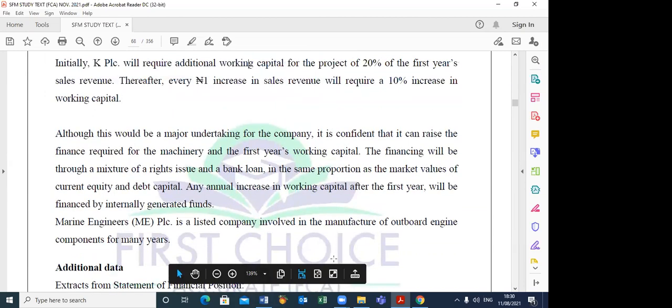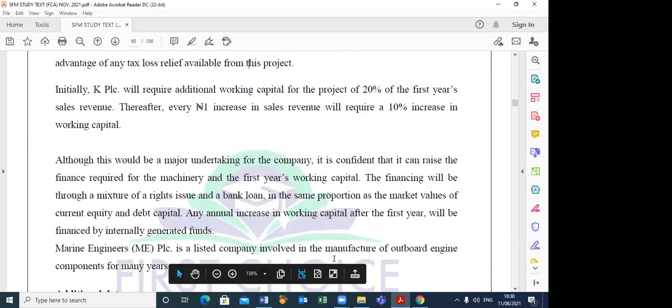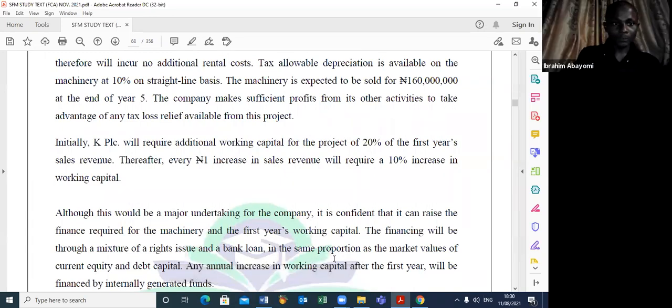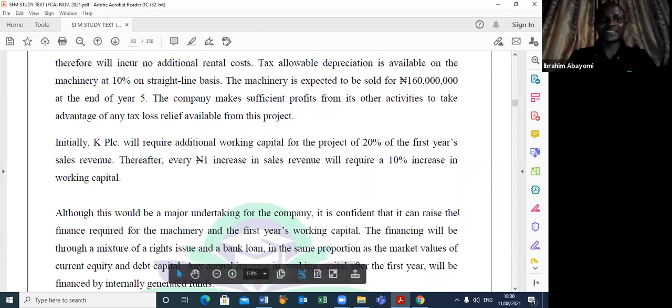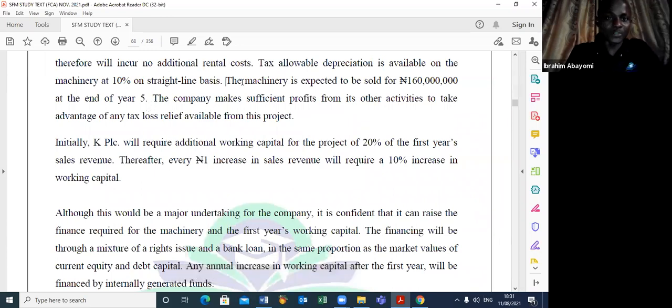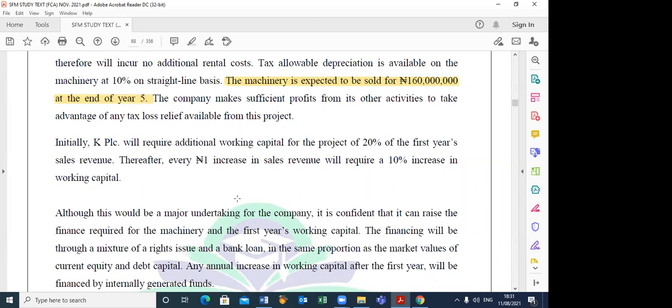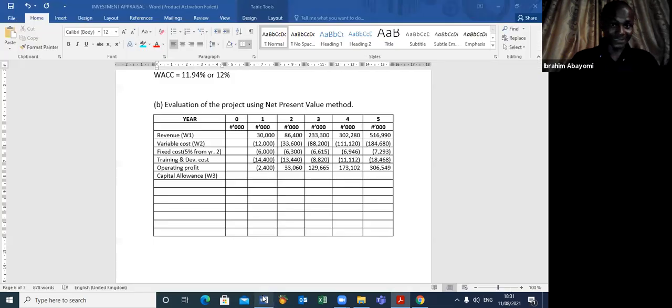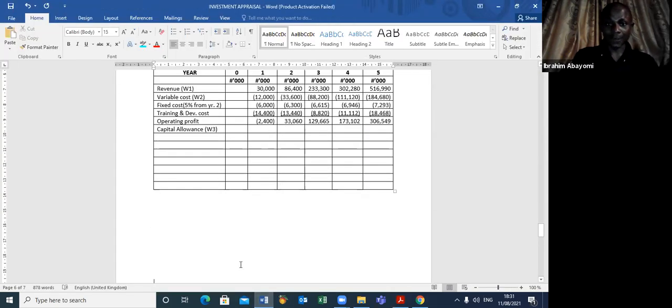They said the machinery will be sold for 160 million at the end of year 5. Okay, the machine is expected to be sold for 160 million at the end of year 5. Good. Now, I want to point your attention to this. Let me highlight it so that I don't forget. In case I forget, please bring my attention to it. I need to explain something to you there. But before I explain it, let's go and compute our capital allowance.